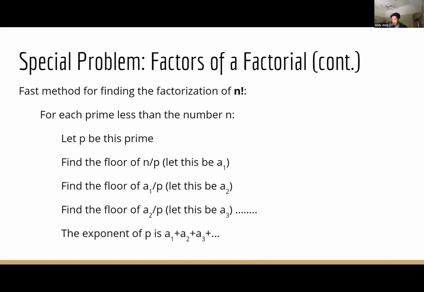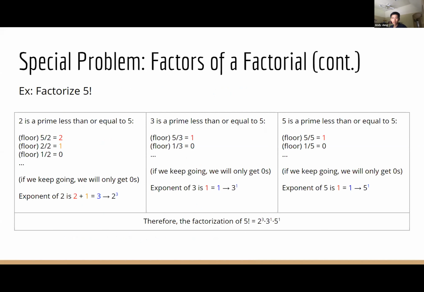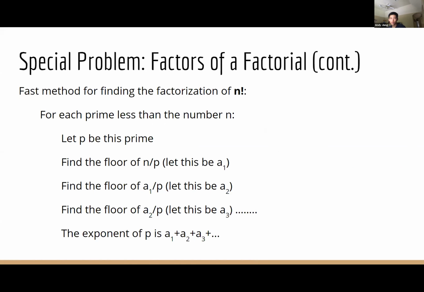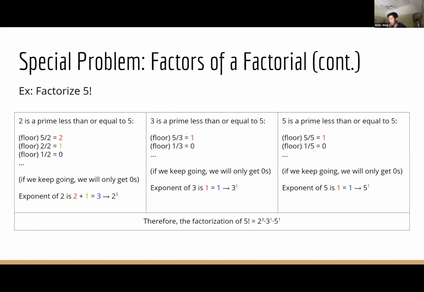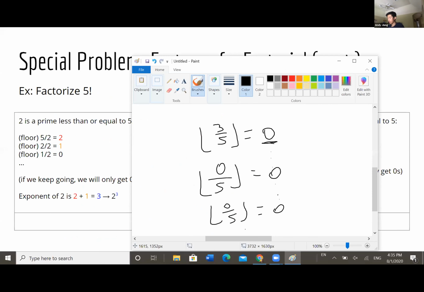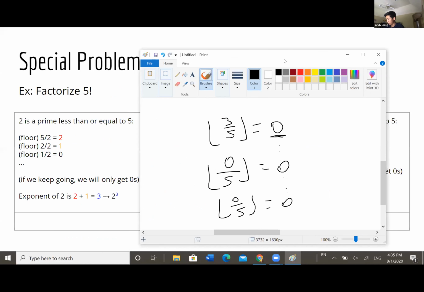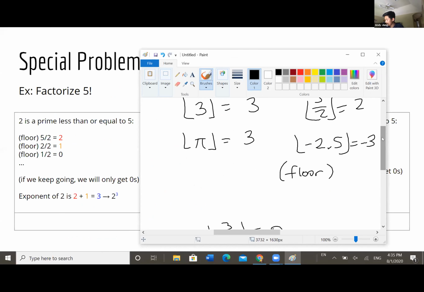And this might not make sense in words, so I'll show an example here. The question is: factorize 5 factorial. All right, so we go through the process. First, we have to do this for each prime less than or equal to 5, because n is 5 here. So first, we'll just start with 2, because 2 is a prime.